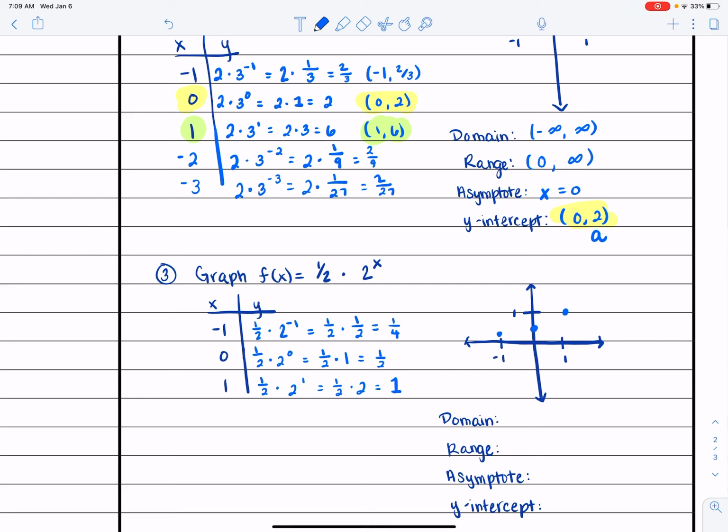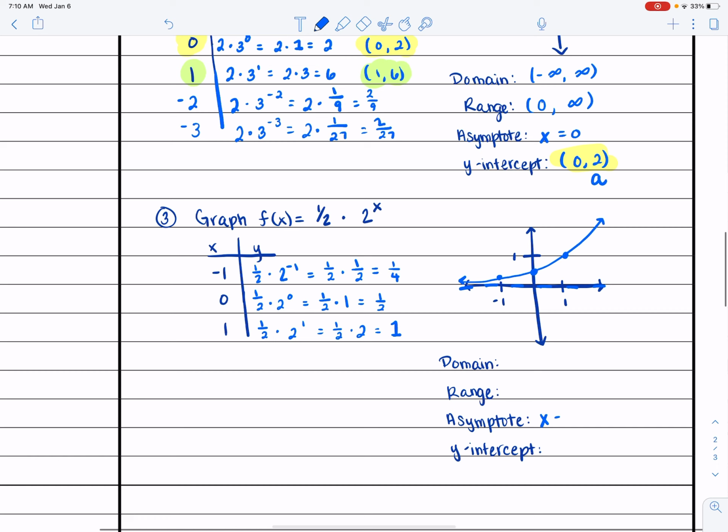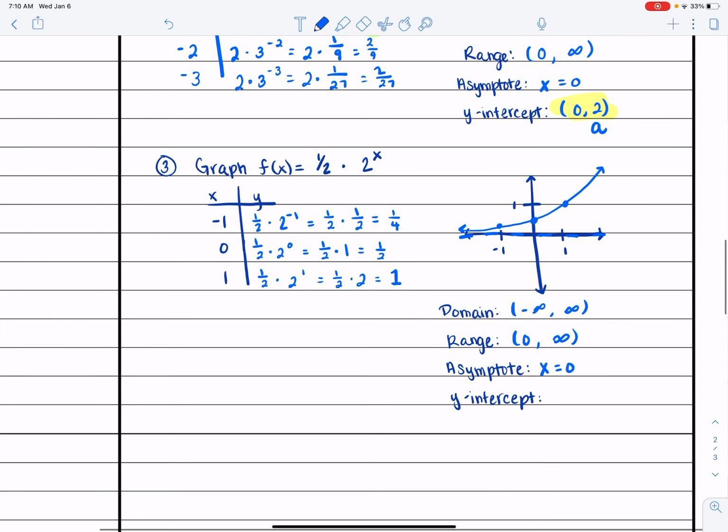So this one rises very slowly. It's not very steep at all. Again, if I picked further negative numbers, I would get closer to 0, but I wouldn't cross it. So my asymptote happens where y equals 0. My domain is everything to the left and everything to the right. My range goes from the asymptote to infinity. And my y-intercept was at 0, 1/2.